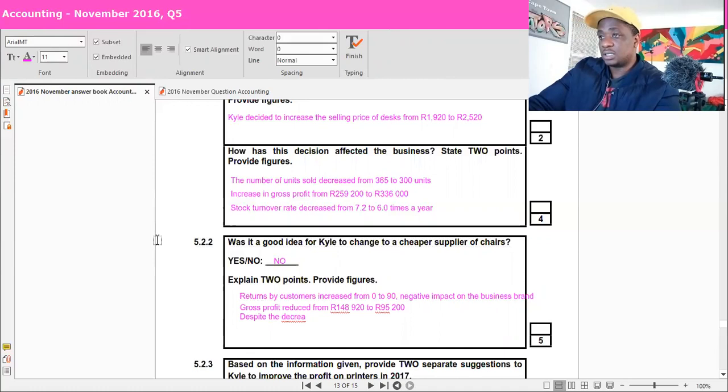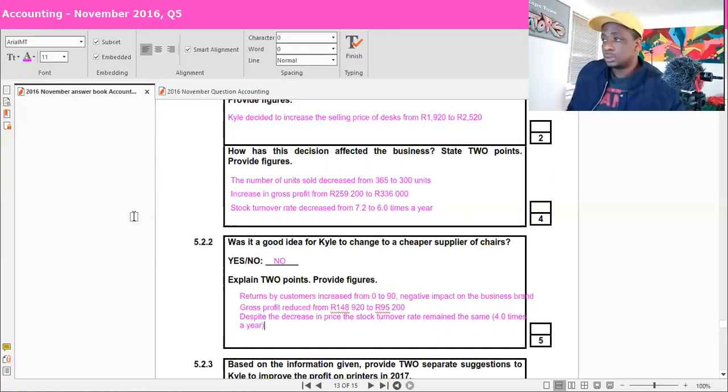the decrease in price, the stock turnover rate remained the same, 4 times. Yeah. So that would be our answer.